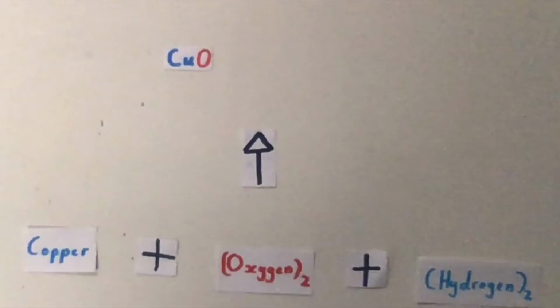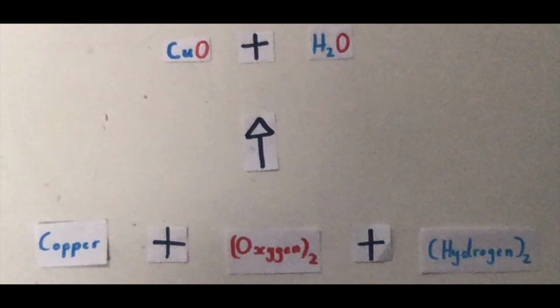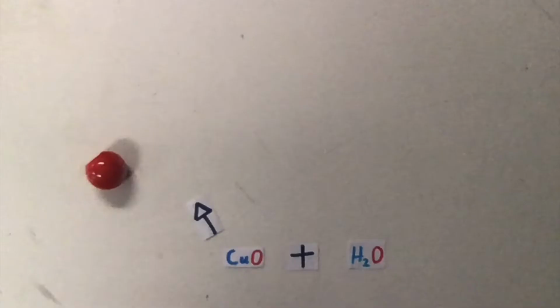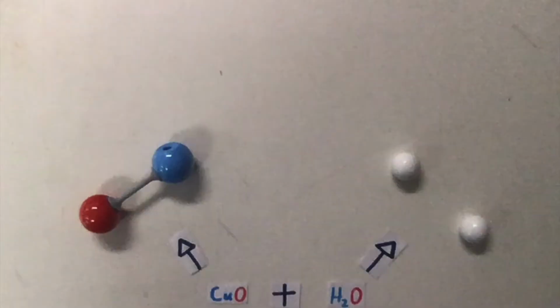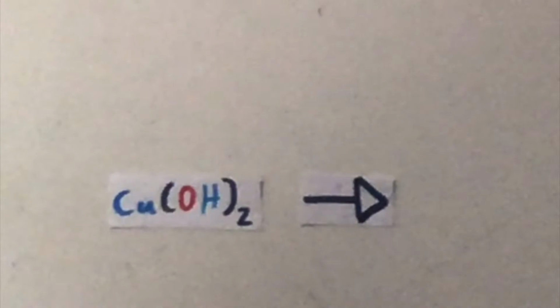When the three are chemically combined, we obtain a balanced equation of copper oxide, or cupric oxide, and H2O. Cupric oxide has one copper and one oxygen, whilst H2O has two hydrogens and one oxygen. And as we know, together they form copper hydroxide. But let's talk deeper about its structure and process. Let's circle back to the beginning.